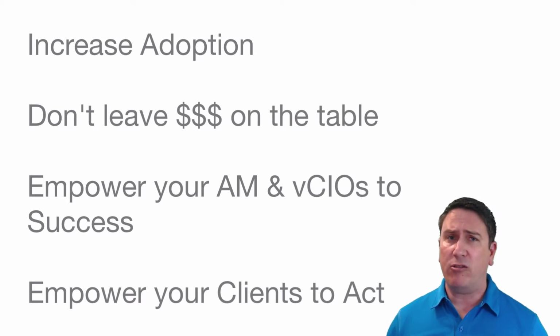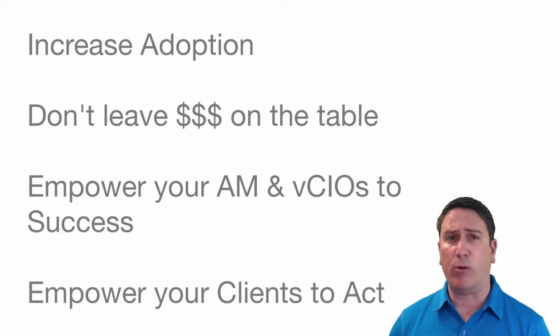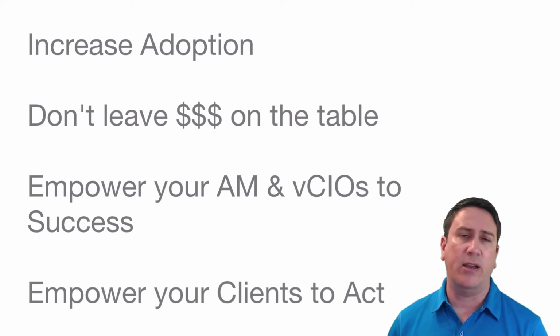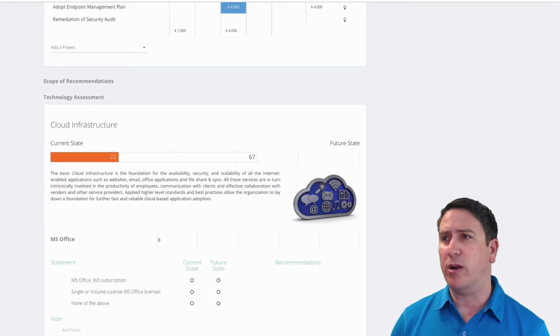If your account management and sales team and vCIOs can't effectively communicate with the client, it's just going to be lost opportunities for you and for the client to have a real strategic partnership with you where technology is driving their profitability, their productivity, and their continuity. So let's take a look at how we can do project roadmaps.